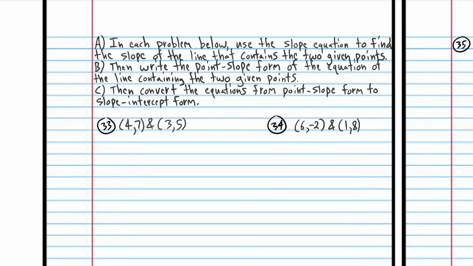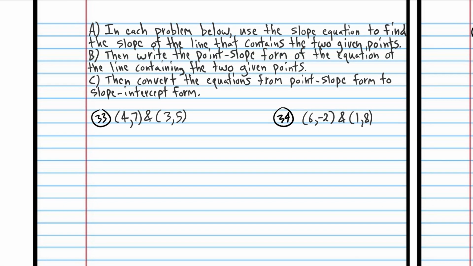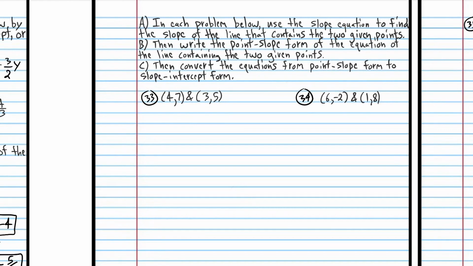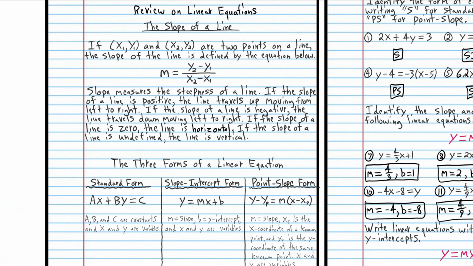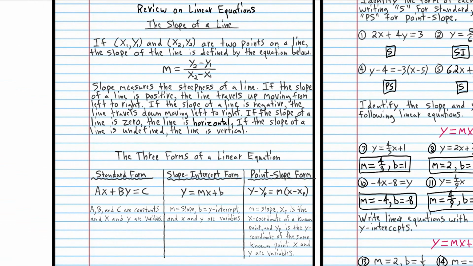So now we're given 2 points, a point here and a point here, 2 points on a line. And part A, we're going to find the slope of the line with those 2 points. Now that's where this equation comes in. Again, if you haven't taken a screenshot of these or all this information, go ahead and do that. We're now going to use this equation. That equation shows us how to find the slope given 2 points.